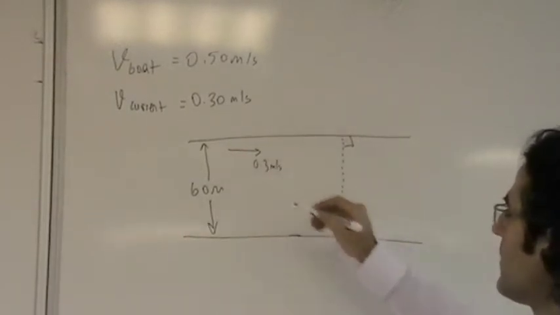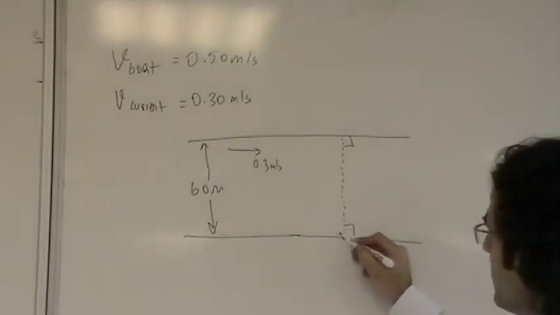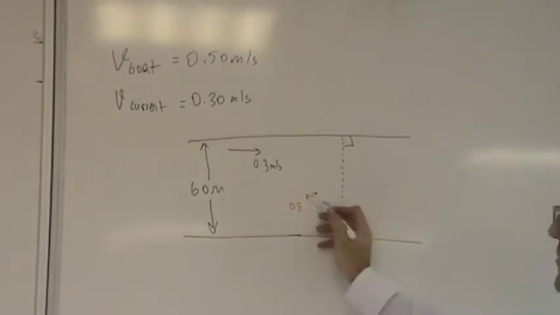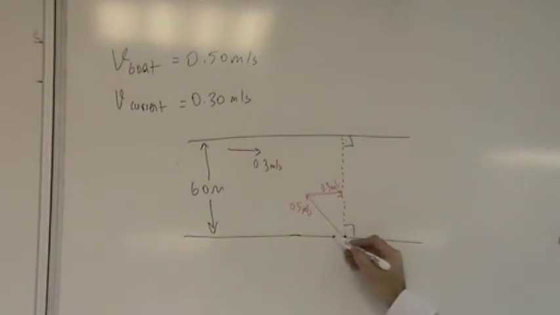0.3 meters per second. Therefore, in which direction does the question ask us this boat should be directed? If you point yourself in that direction with 0.5, the current is going to take you in this direction with 0.3 meters per second. So the question is asking you what should be the direction of the velocity vector over here.